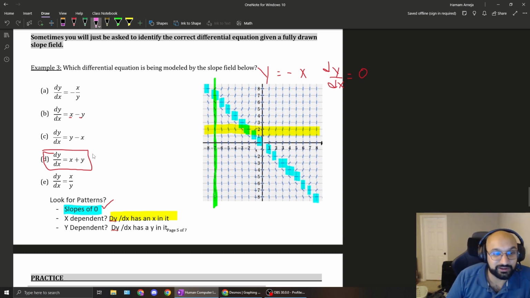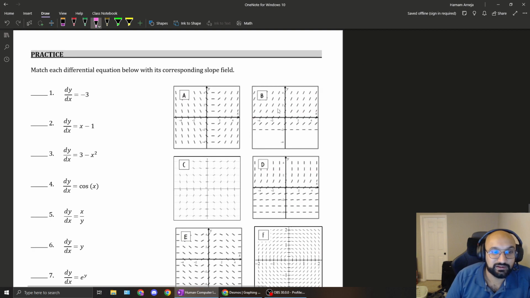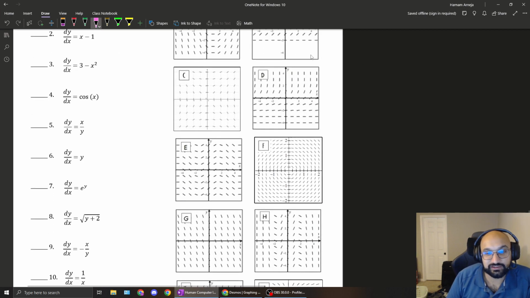If you want to be extra sure, take a point that you found was 0, such as negative 4, 4, plug it into here. Negative 4 plus 4 is 0. Yay. You'll see that none of the others produce 0 if you plug in negative 4 for x and 4 for y. They just don't quite get there. You could apply those techniques here. These will help you out.